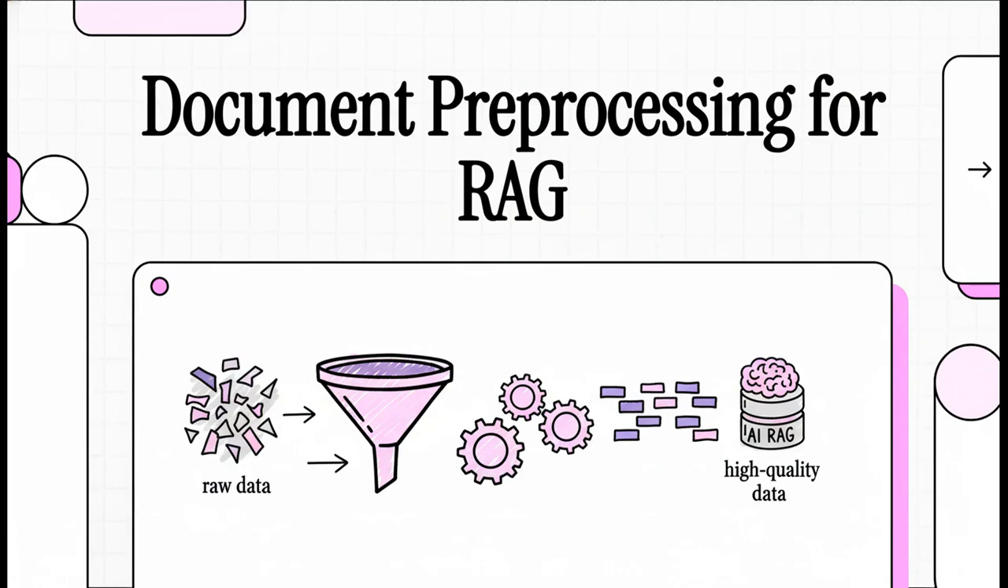All right, let's get right into it. If you're building a RAG system, you already know the golden rule: garbage in, garbage out. The quality of your answers is completely tied to the quality of your data. So today, we're going to talk about that first, crucial, and honestly often overlooked step, document preprocessing. Think of it like this. We're going to take that raw, messy data ore and refine it into pure, retrieval-ready gold.